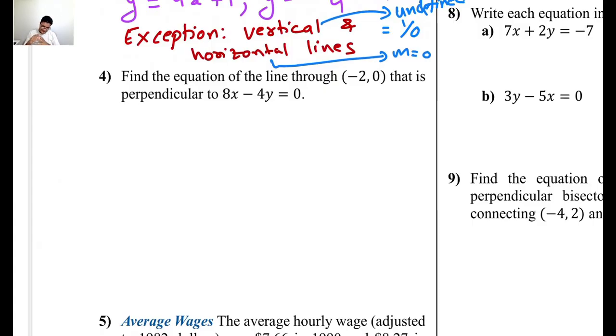Let us do this example. Find the equation of the line through this point that is perpendicular to this line. Now it doesn't say in what form. So you choose your form. Okay. What I will do is whatever first form I write, I'll leave it at that.